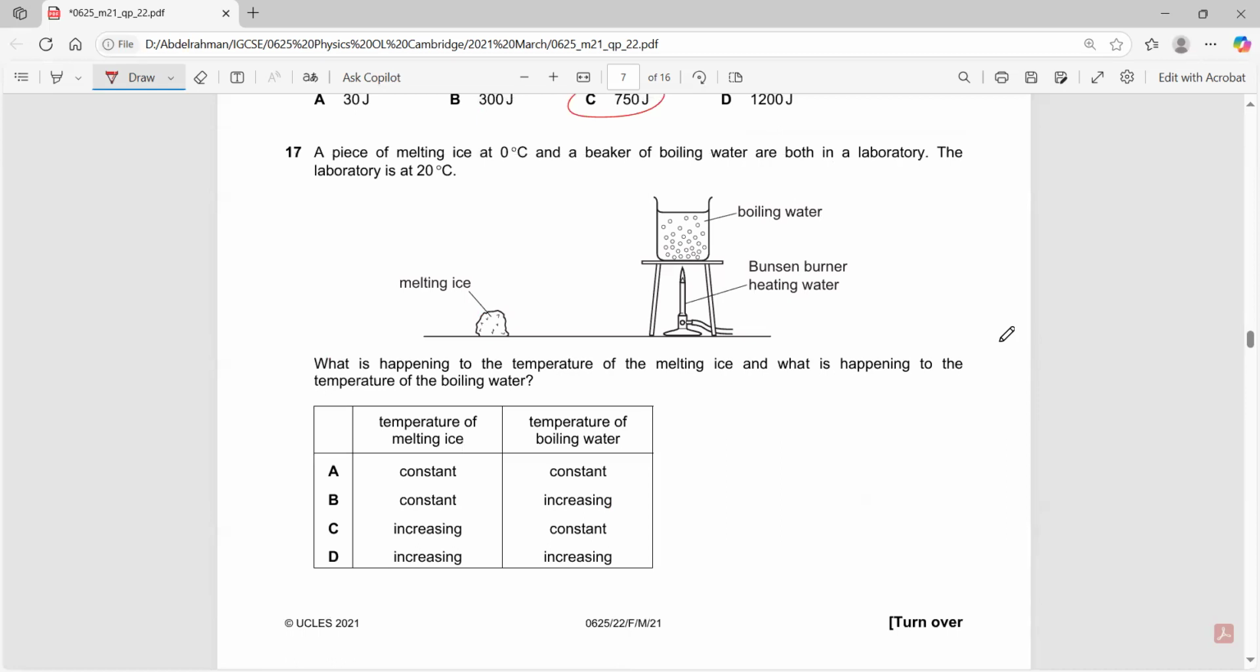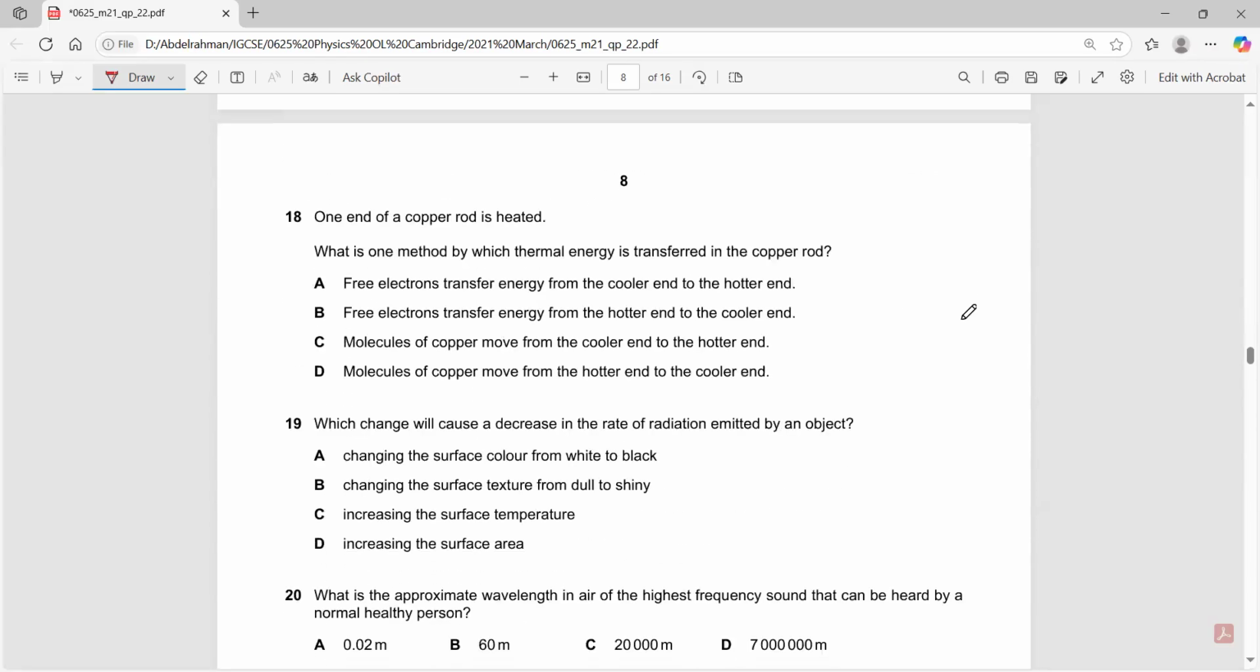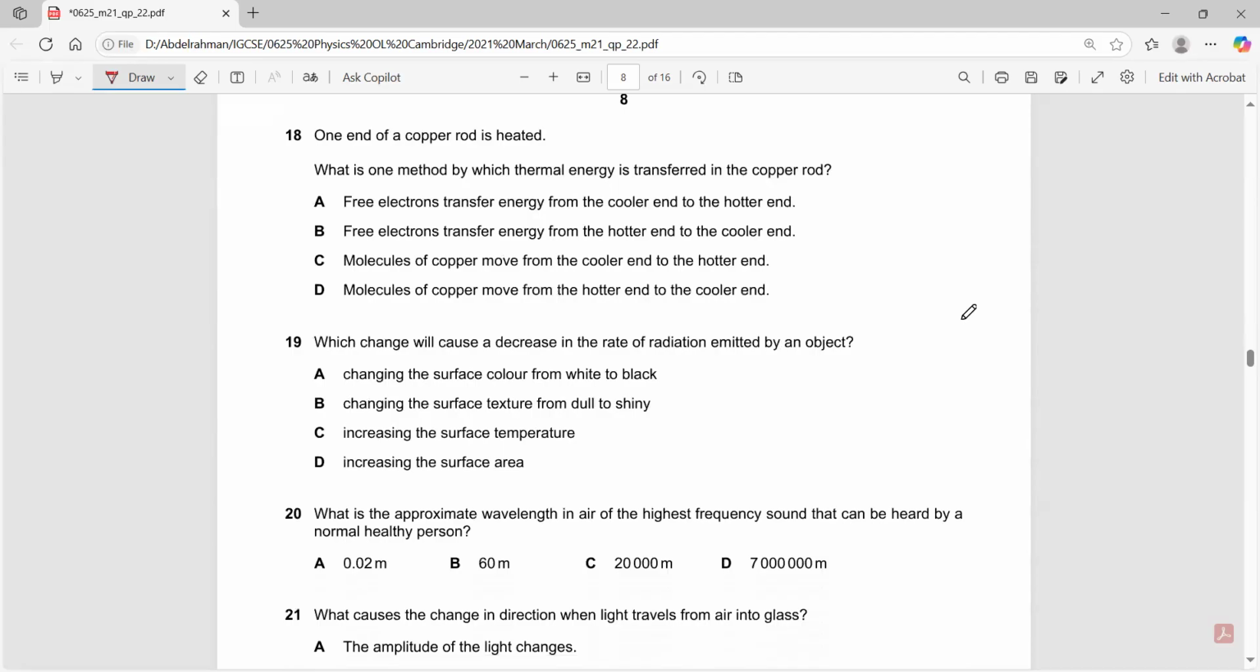What is happening to the temperature of the melting ice and the boiling water? This is 0 degrees Celsius and this is 100 degrees Celsius. They are both constant. While the ice is still melting, the temperature will remain constant at 0 degrees, and the boiling water will remain constant at 100 degrees.